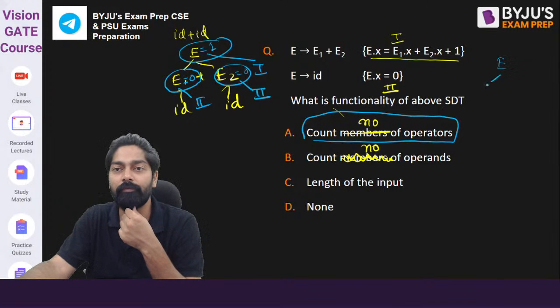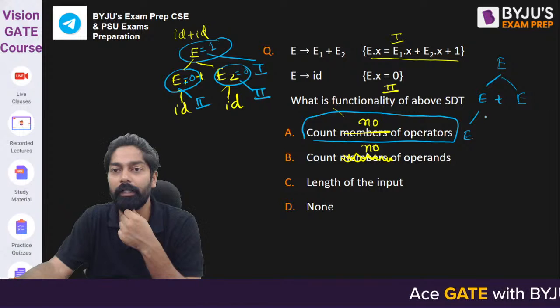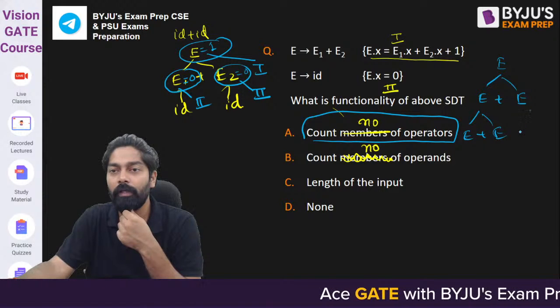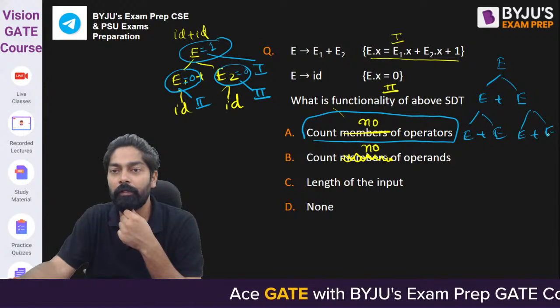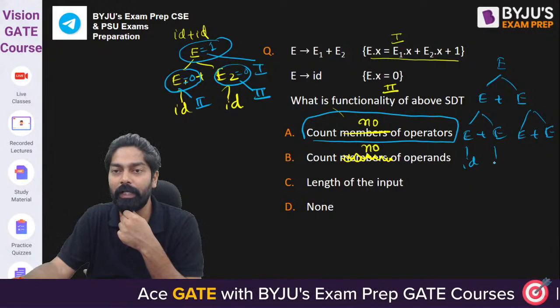If you take this one, E goes to E plus E. Let's see here. E goes to E plus E. Fine. Now E goes to, let's suppose, ID plus ID plus ID plus ID.